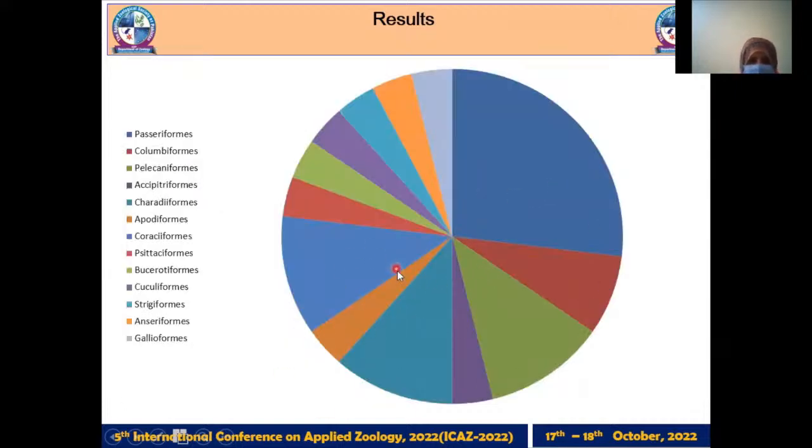The pie graph represents the highest number of orders, showing the order of the different birds. The order Passeriformes was the dominant, then Pelecaniformes, then all other orders.